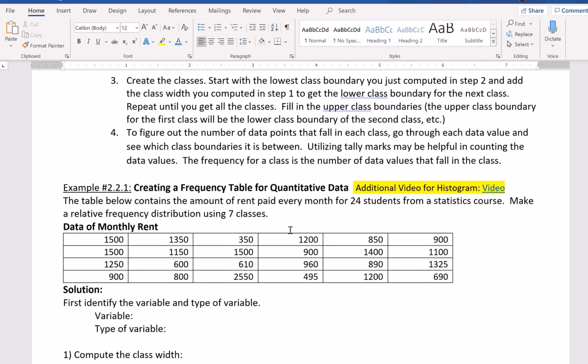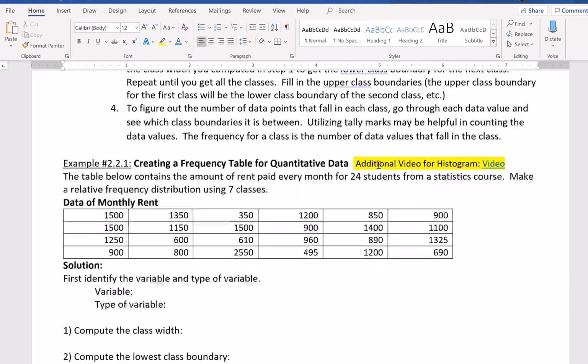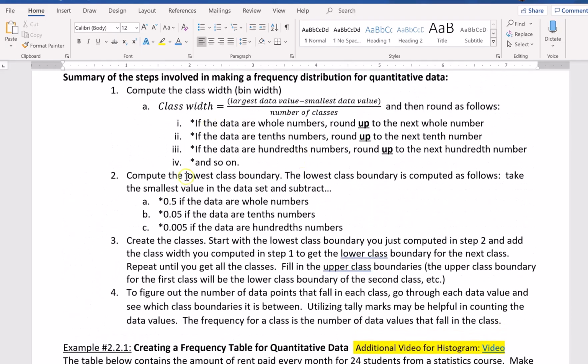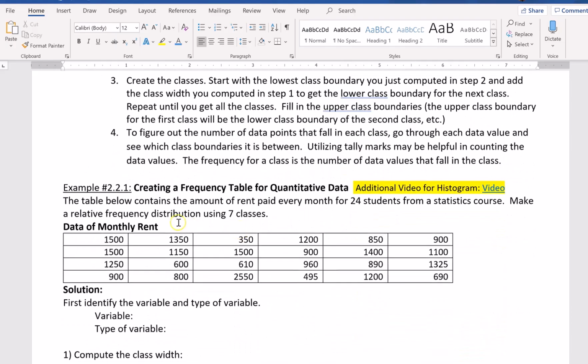And then 4, to figure out the number of data points that fall into each class, you're going to go through the data values and then see which class boundaries it is between. You're going to use tally marks to figure out the data values. The frequency for a class is the number of data values that fall in the class. So let's look at an example, because that's hard to actually put into place when it's just words.